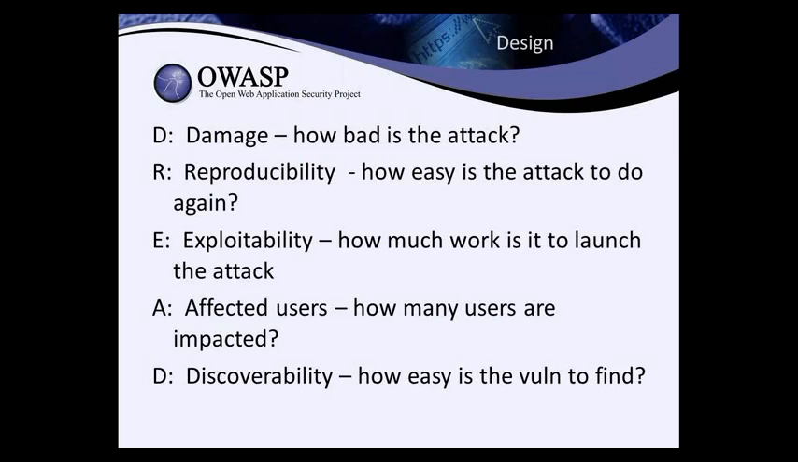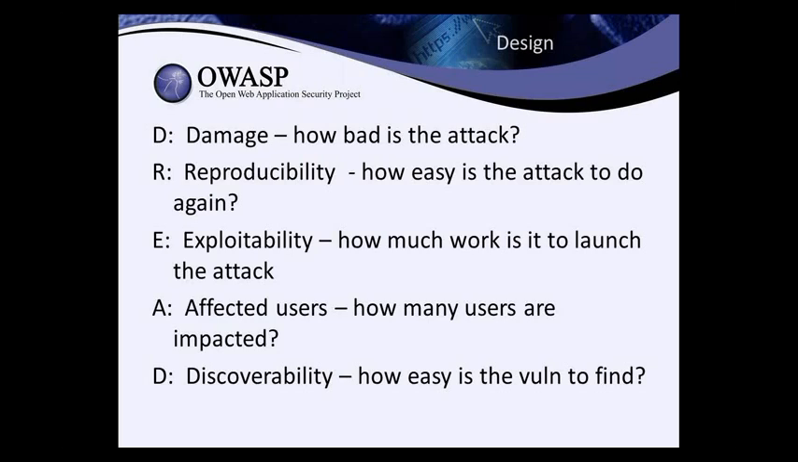So the way we do this DREAD is we assign scores from 1 to 10. For damage, a score of 1 would be not that much damage. 10 would be, oh crap, that would be horrible, that would just destroy the business. Like that company in Holland, the certificate authority, DigiNotar. They were in financial trouble before that happened. Well, they didn't spend any money on security, so they can't blame it on that.